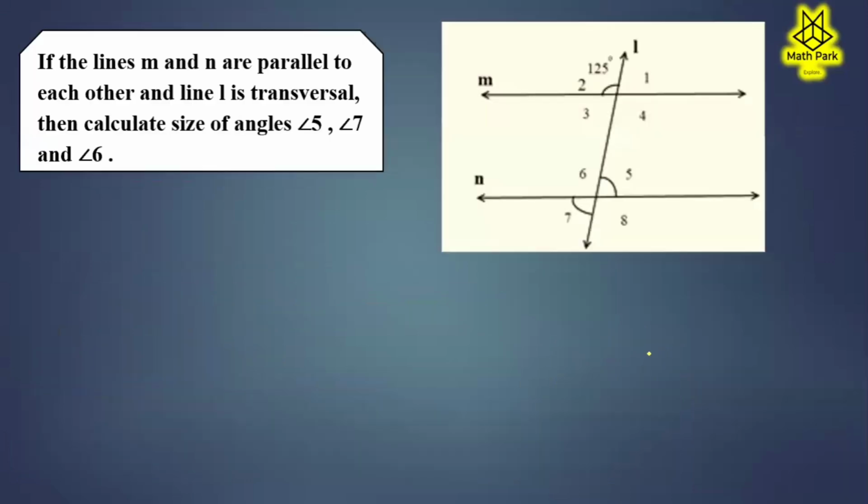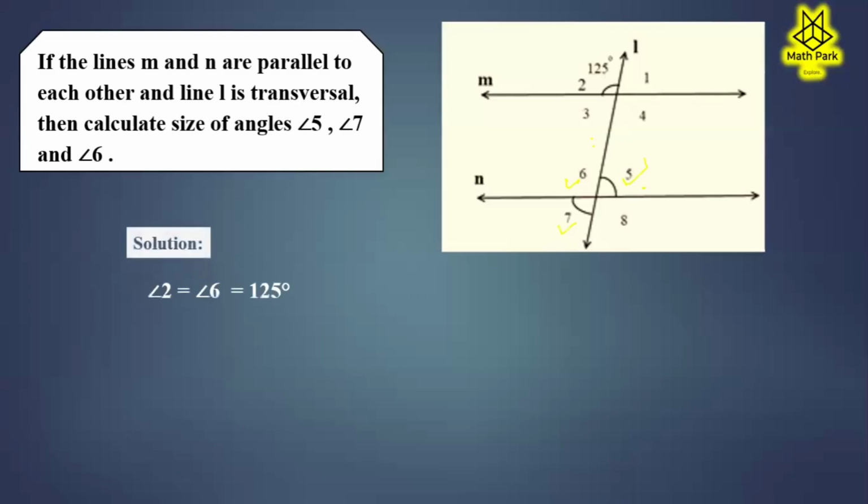Let's solve one question. If the lines M and N are parallel to each other and line L is the transversal, then calculate the size of angle 5. We need to find angle 5, angle 7, and angle 6. So one angle is given, you can find all other angles. There are various ways to solve it, given the properties of vertically opposite angles, the parallel lines, the corresponding angles, the alternate angles, or co-interior angles. You can do that. So let's start.